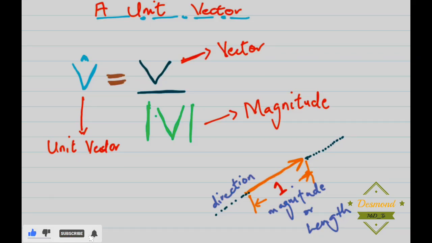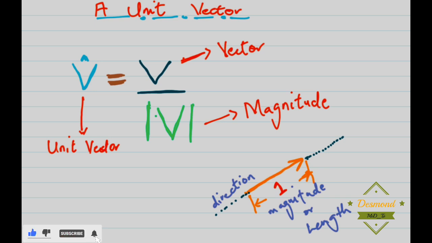In this video, we're going to talk about unit vector. So what is unit vector? A unit vector is a vector with a length of 1. It is used to indicate direction without changing the magnitude, right?